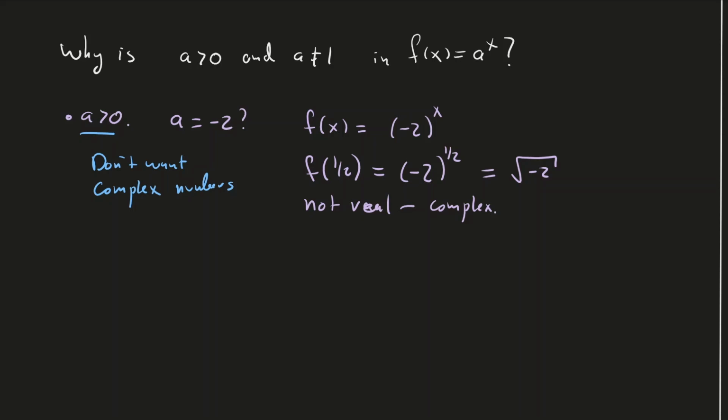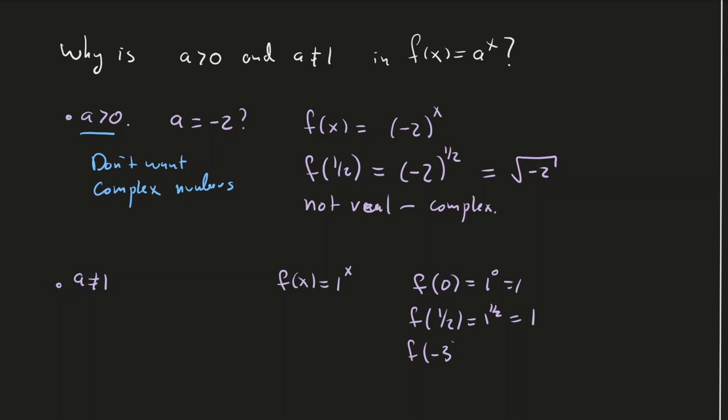And for the second one, why can't it be 1? That one's a little bit funny, because if I choose f of x is equal to 1 to the x, let's just see what happens. f of 0 is equal to 1 to the 0, well that's 1. f of 1/2 is 1 to the 1/2, which is 1. f of negative 3 is 1 to the negative 3, which is 1. So if I chose the base being 1 here, what we'll see is that the function f of x is just equal to 1.